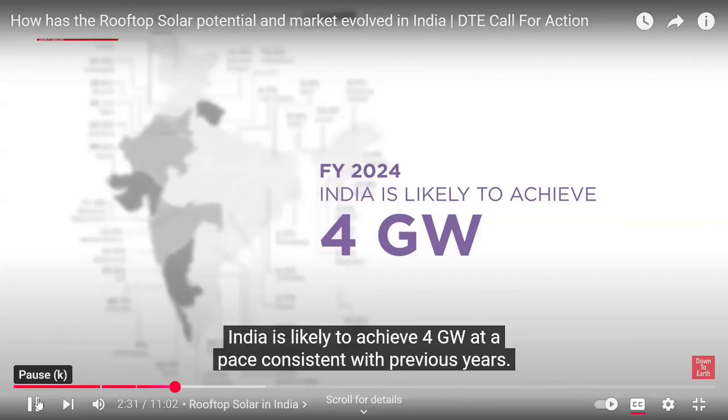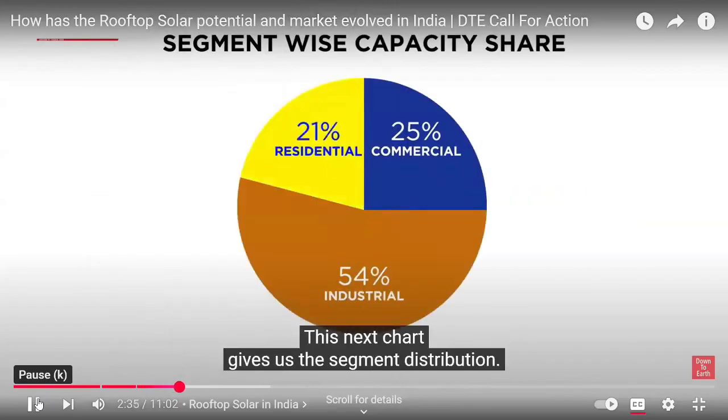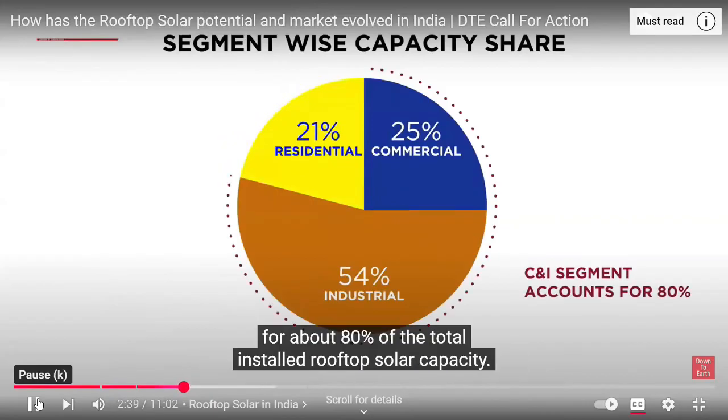Consistent with previous years. This next chart gives us the segment distribution. The CNI segment collectively accounts for about 80% of the total installed rooftop solar capacity.